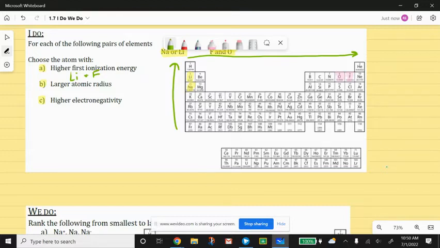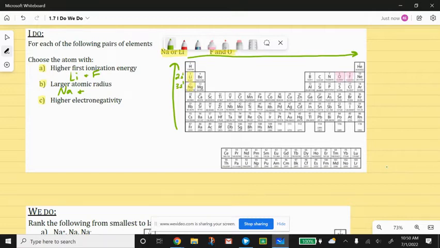The larger atomic radius is going to actually have a lower ionization energy because the larger the atomic radius, the further the valence electrons are away from the nucleus. So sodium is going to have the larger atomic radius. Remember, lithium's valence electrons are in the 2s sublevel, and for sodium, the 3s sublevel. And so the valence electron in the 3s sublevel is furthest away, and so it's going to have a larger atomic radius.